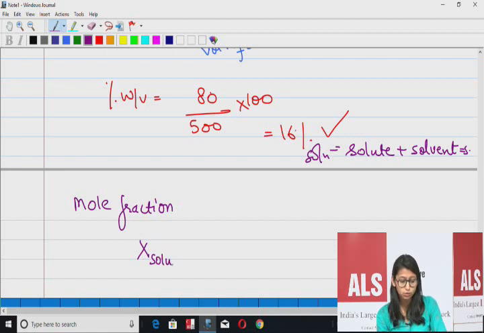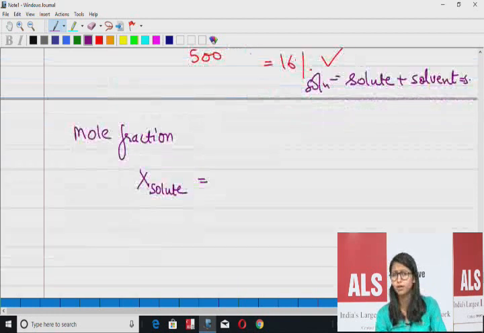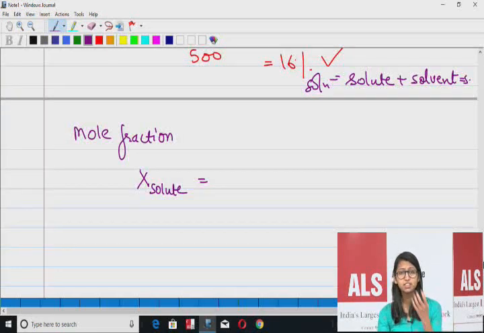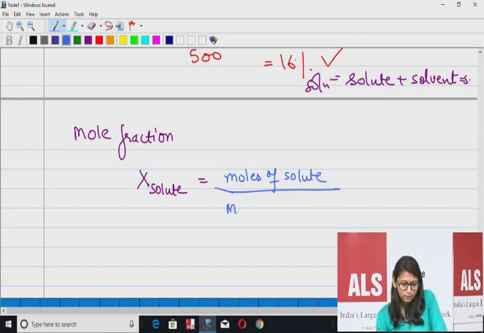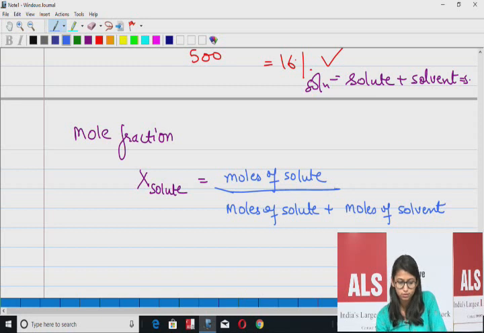So if I'm calculating for the solute, it's a fraction. You know very well how to find out fractions, right? That this much amount is present in the total of this much. So here it will be the moles of solute divided by the total moles. Either I can write total moles, or I can write moles of solute plus moles of solvent. You are getting me?